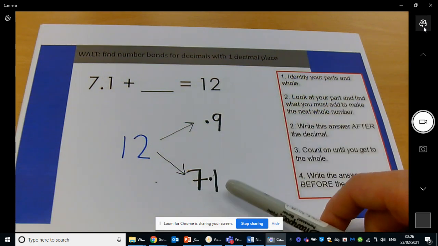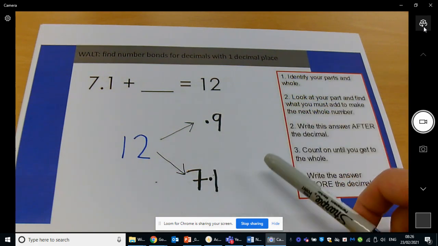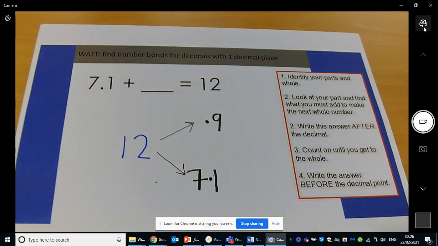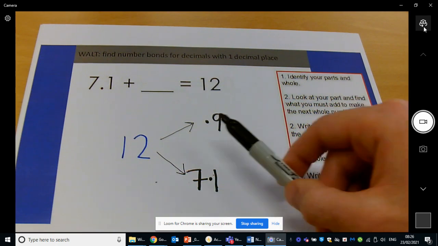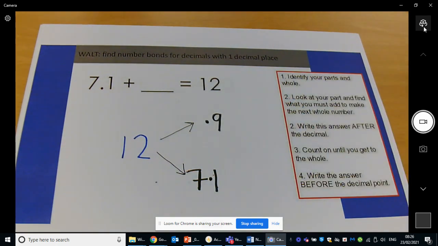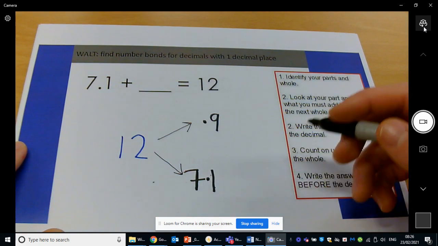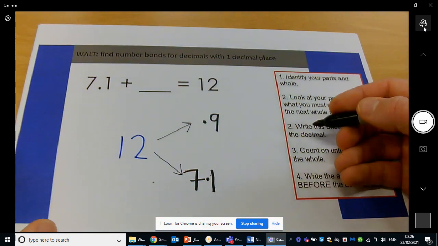So if we're on an 8, how many more do we need to count on until we get to the whole, which is 12? Can you count on until we get to 12? And what is that going to be? Pause the video now. So hopefully if we're on 8, we should know that there are going to be 4 more to get to 12.